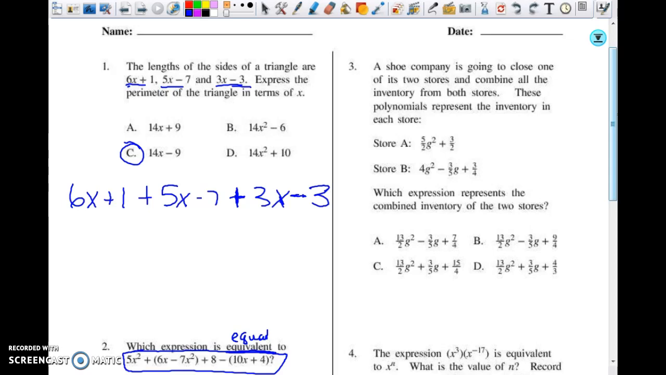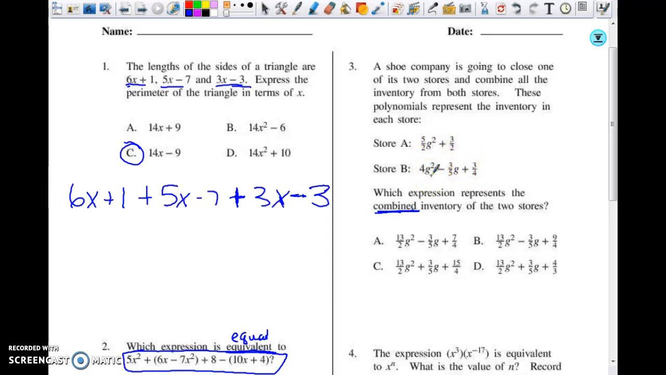So here's store A's inventory and store B. Which expression represents the combined inventory of 2 stores? So this is even telling you what to do, guys. When you're combining, you're adding them together, right? You can only add the terms that look alike, right? Meaning same variable, same exponent, okay? So they have to be the same.